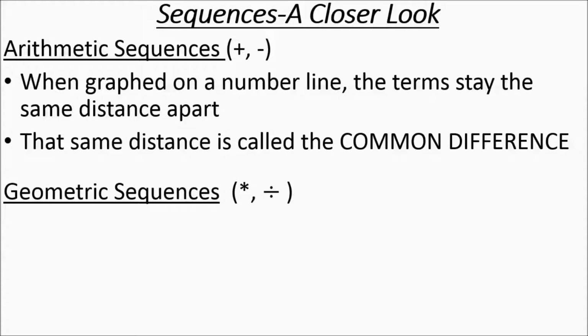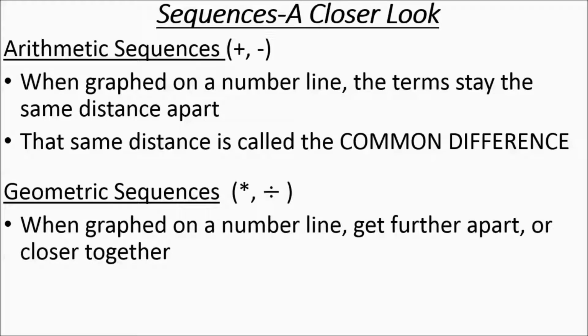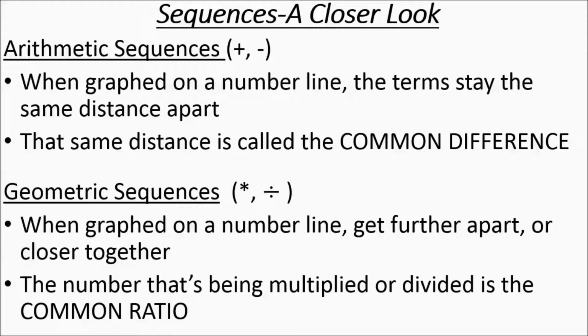The other type of sequence is called a geometric sequence, and that's when you're multiplying or dividing by the same number over and over. And when you graph these numbers on a number line, they're either going to get further apart or closer together. And that number that you're multiplying or dividing by, that's called the common ratio.